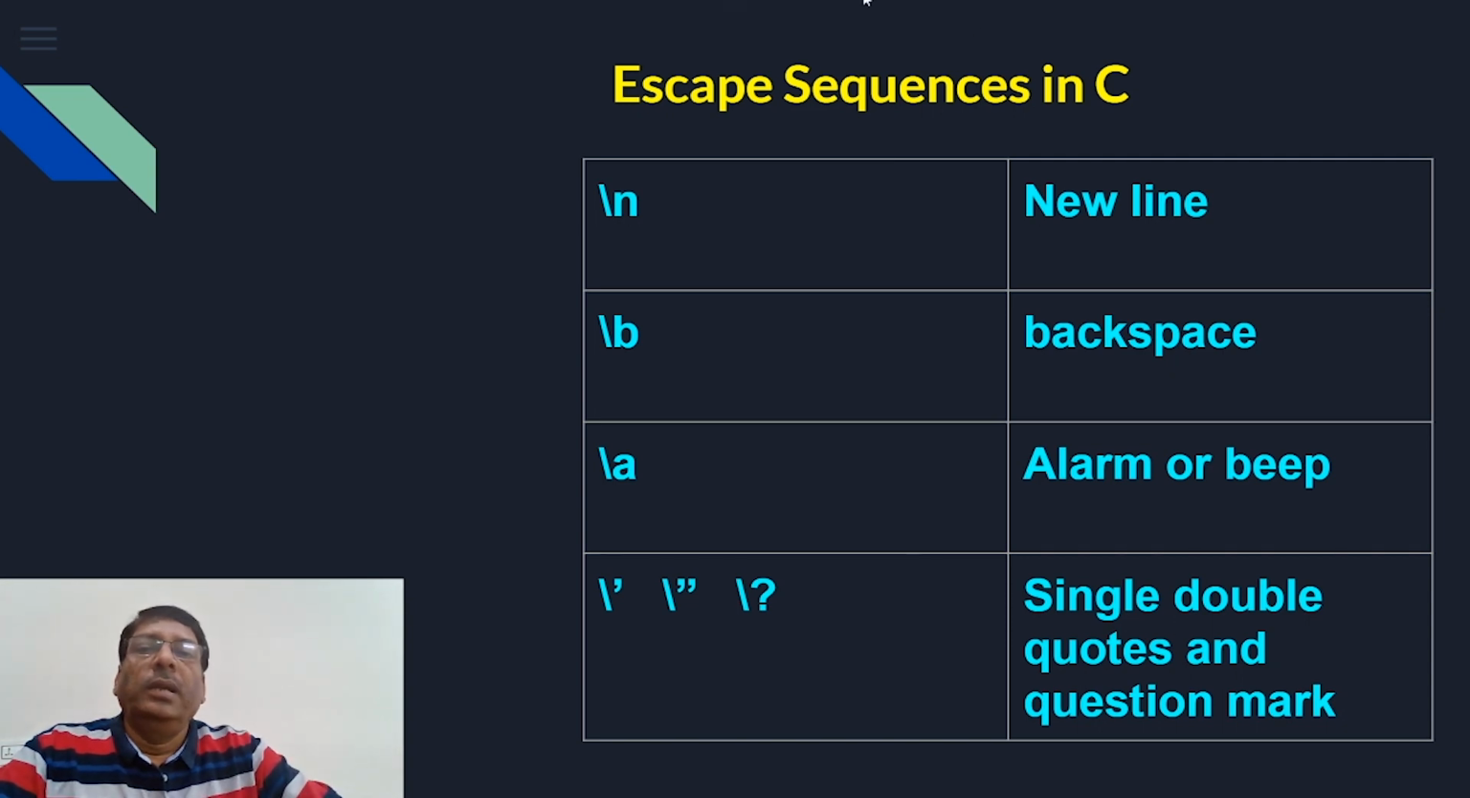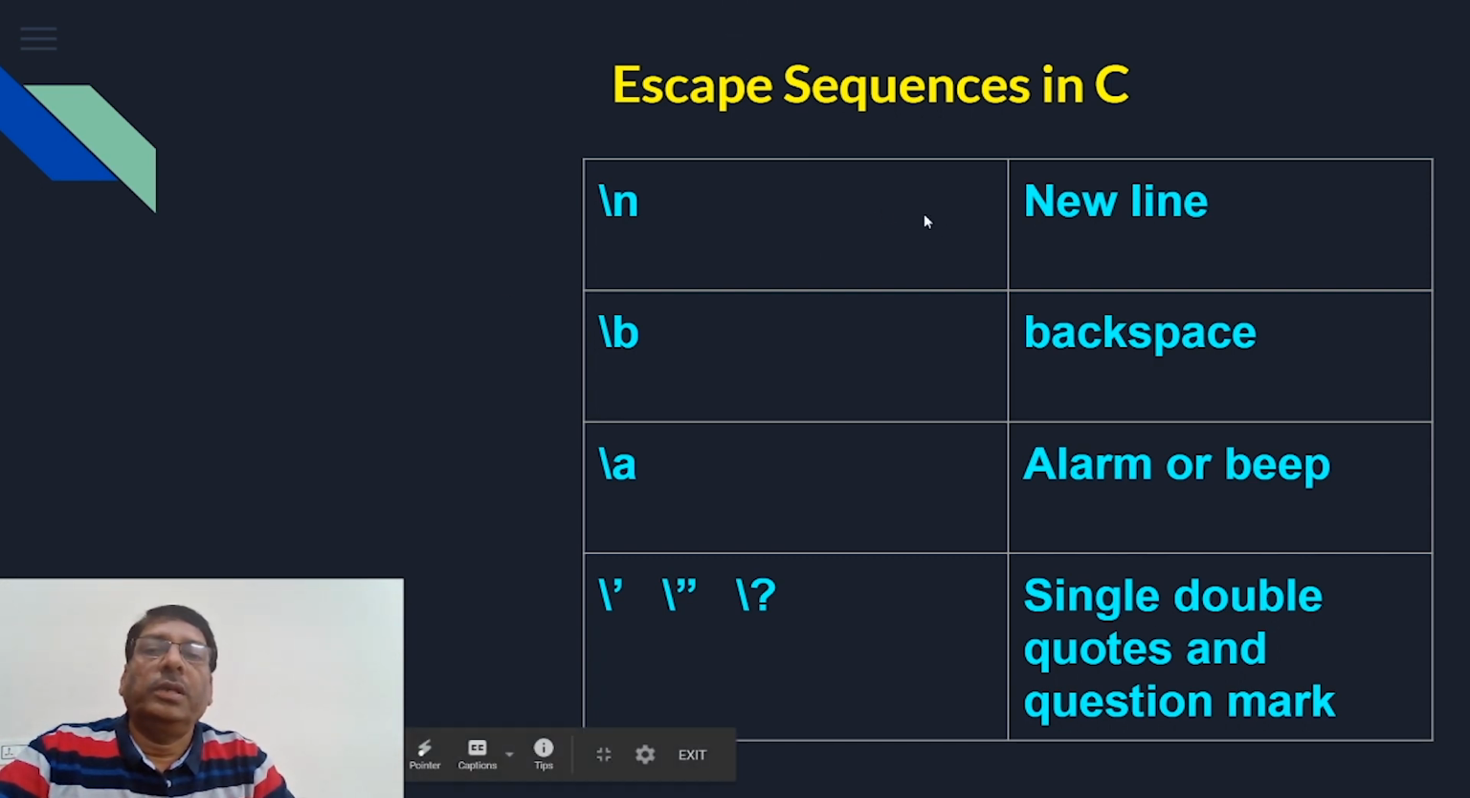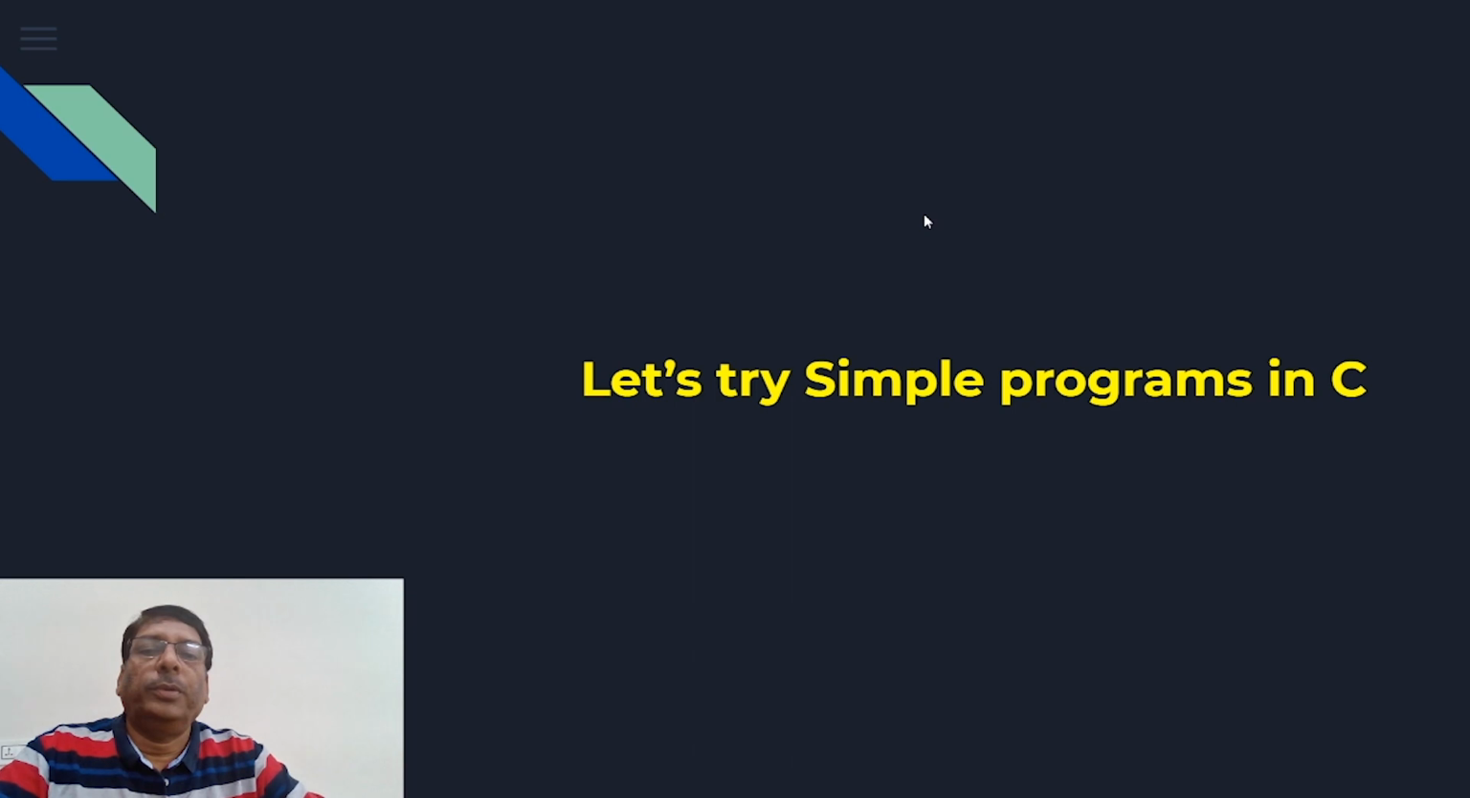Before that, just go with this concept of escape sequences in C language. Just for a glance, we'll go with this. \n we normally use for new line. \b for backspace. \a is to provide an alarm or beep. Then there are escape sequences to write single quotes, double quotes, and then question mark. What is the use of this? Where can we make use of this? We'll try to discuss this as we write a simple program.